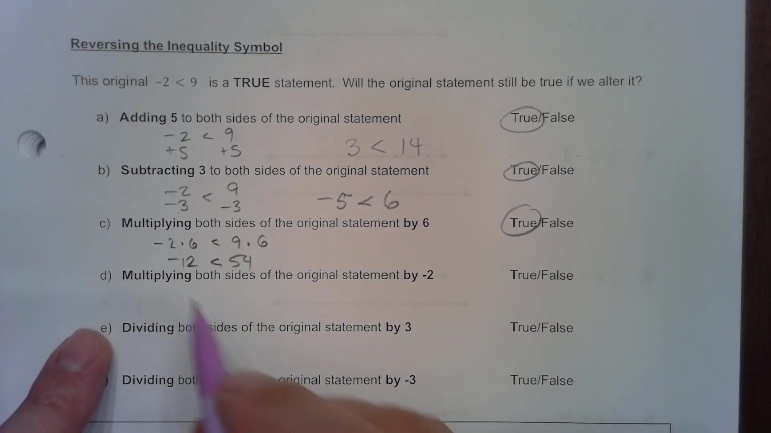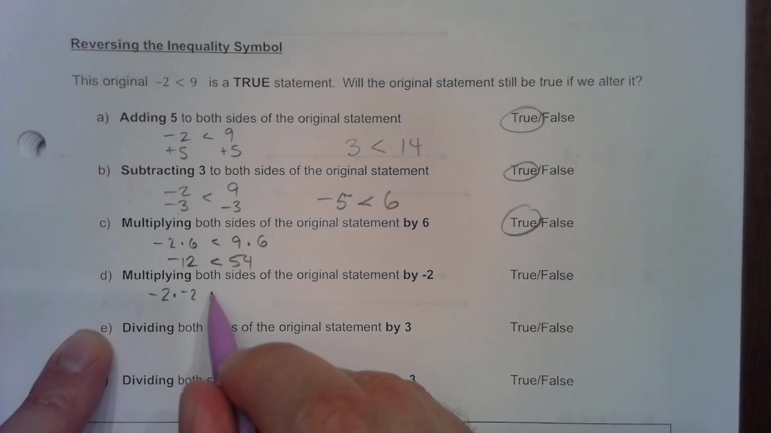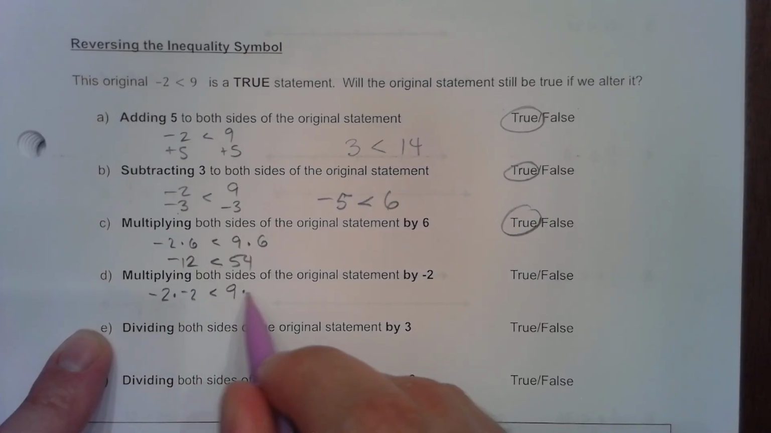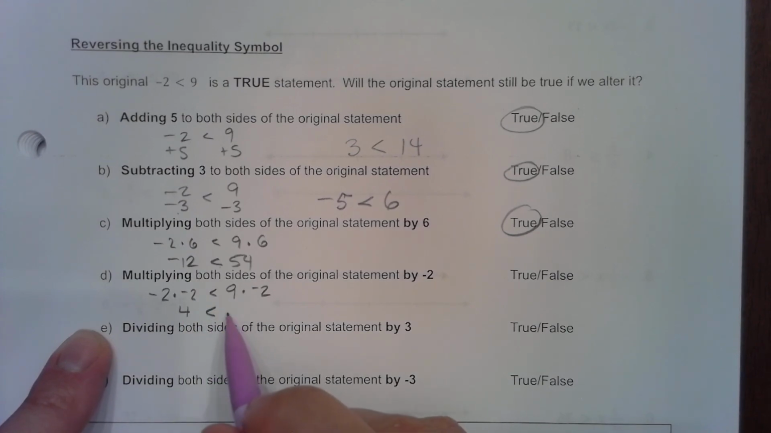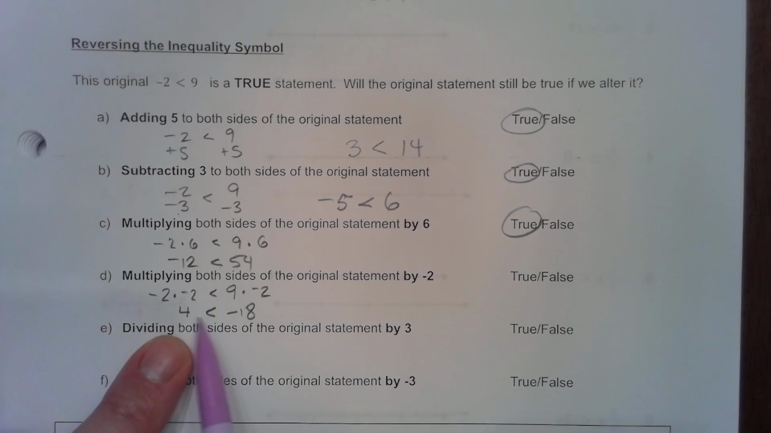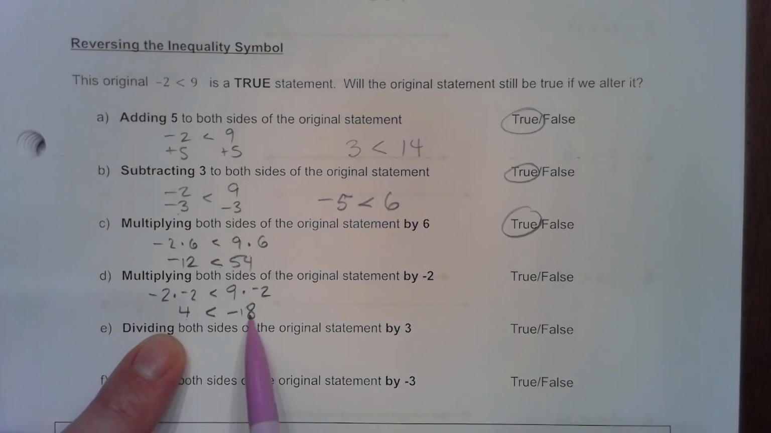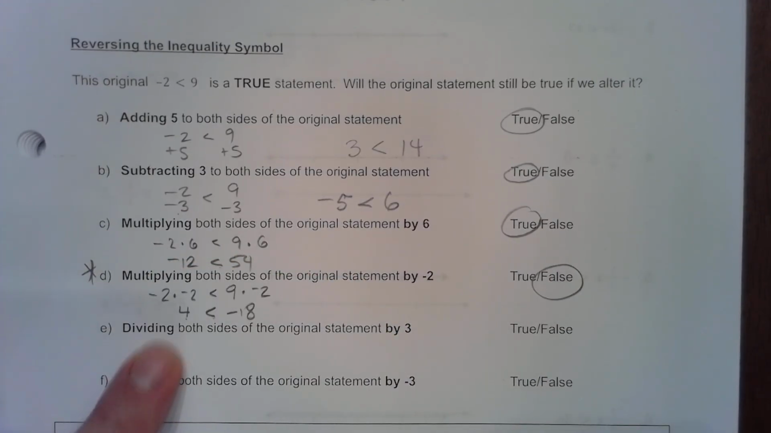Multiply both sides by -2. -2 times -2, is that less than 9 times -2? +4 is less than -18? Wait a second. 4 is positive and 18 is negative. 4 should be bigger. The inequality symbol is facing the wrong direction. Put a star next to letter D because that one is false.